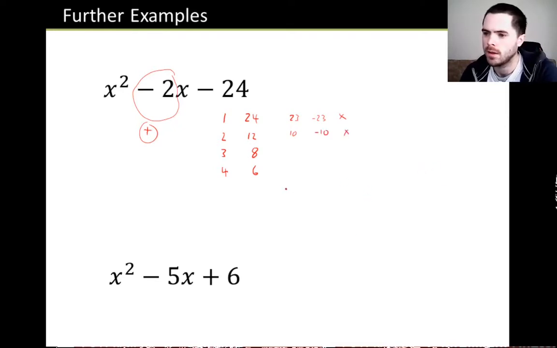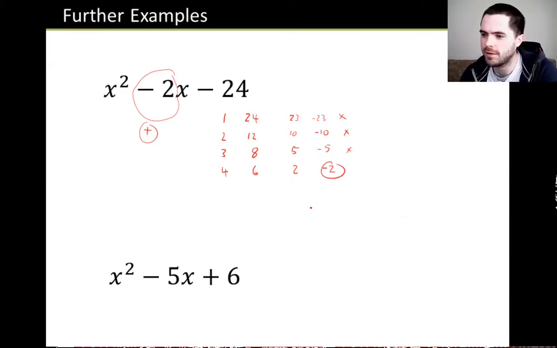That doesn't work. 3 take away 8, that would give us minus 5. And 8 take away 3, that would give us 5. Yes, by the way, this pattern that you're seeing, for those of you that have spotted it, is always going to happen. 6 take away 4, that gives us 2. 4 take away 6, that gives us negative 2. That's what we're after.